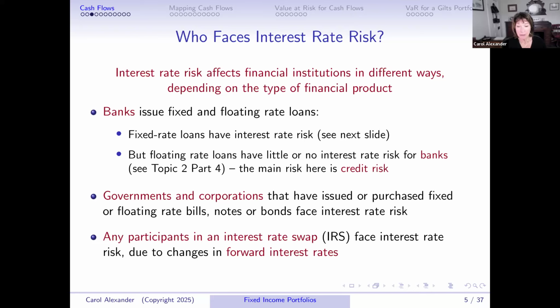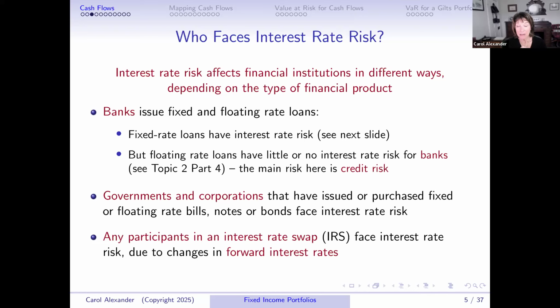So fixed rate loans definitely have interest rate risk for banks. That's why they don't like to make them. Floating rate loans have little or no interest rate risk, at least for banks. They do for corporations because corporations use cash accounting. So they're going to use a fixed curve to discount to today.